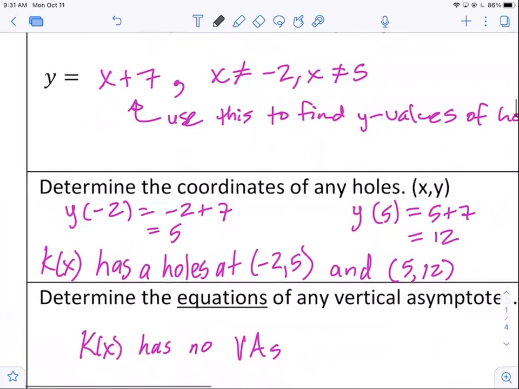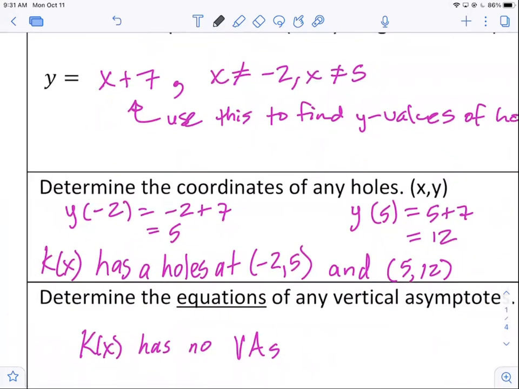Determine the coordinates of any holes. Now, again, I'm calling the simplified form y, just generic y. Indicate your method. Y of -2, y of 5. I'm plugging it into x plus 7. Easy. Now I'm answering in a complete sentence.